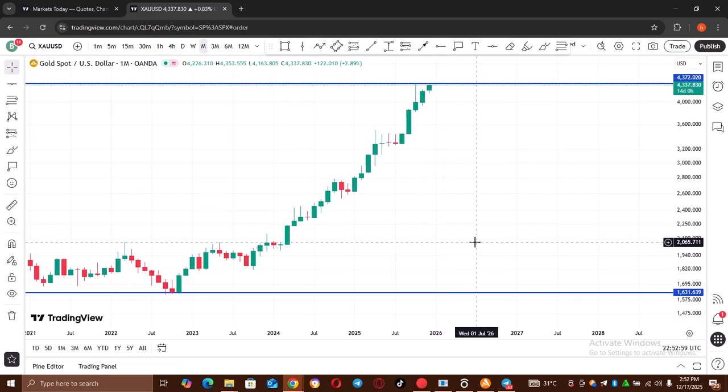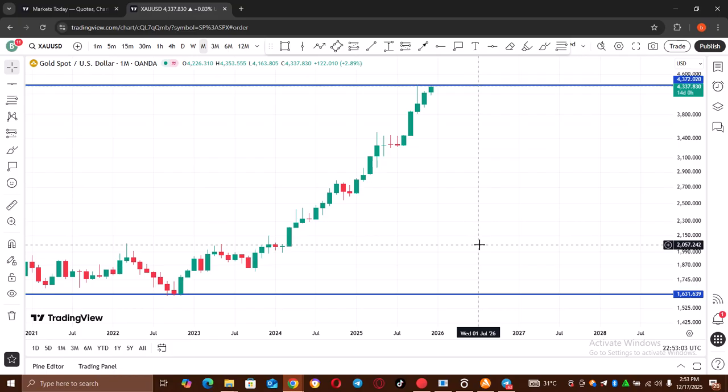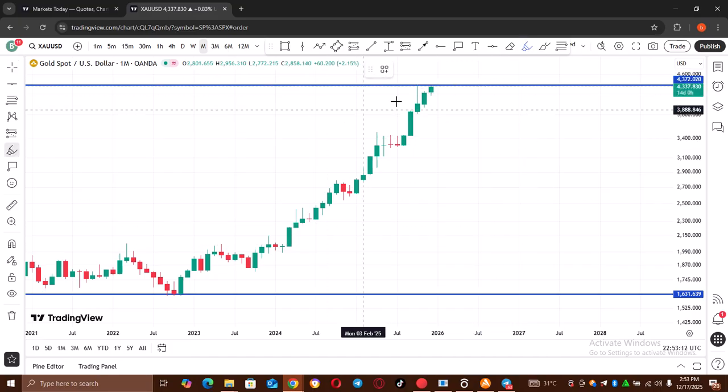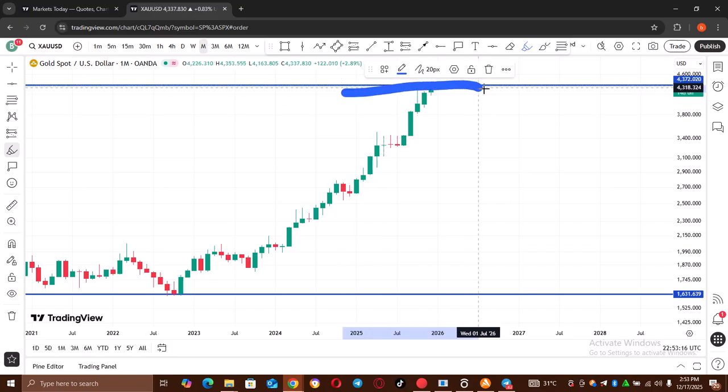Let's see what is happening on gold. XAUUSD, gold spot. You know how we do it. We break it down all the way from the monthly time frame. So this is gold on the monthly time frame. We have the monthly high, that's the monthly resistance at the top, and monthly support at the bottom.